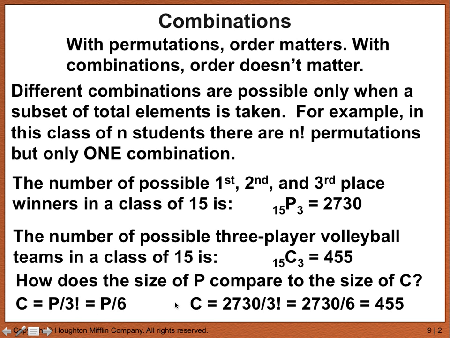Okay, so since 3 factorial is 6, then for this specific problem, C equals 2,730 divided by 3 factorial, which equals 2,730 divided by 6, and that equals 455. So this shows us not only that combinations are, of course, always fewer than permutations, since order doesn't matter, but it also shows you by how much fewer they are. You need to divide the number of permutations by all the different ways you can order the subset.